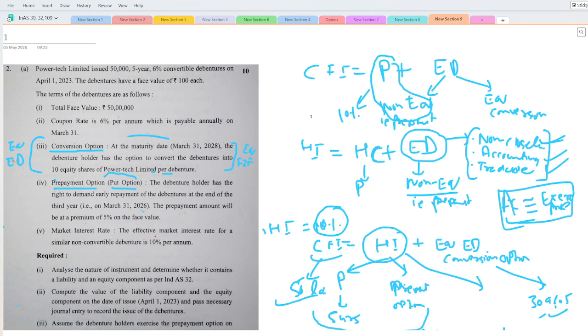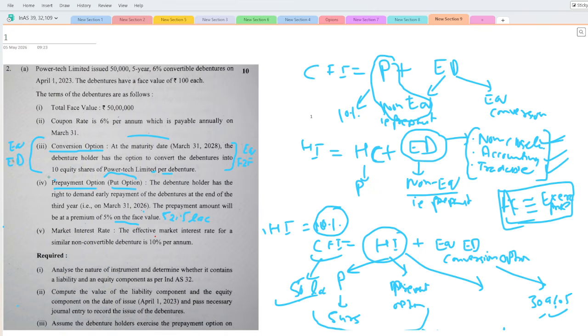And here the prepayment option is the put option. You should understand about the put option. Put option means the holder has a right to surrender this debenture, and against it will get cash, because here they mention the cash. The debenture holder has a right to demand early repayment at the end of the third year, that is 31st March 2026. The prepayment amount will be at a premium of 5% on the face value. So 5% of the face value means it is coming to 52 lakh 50,000.